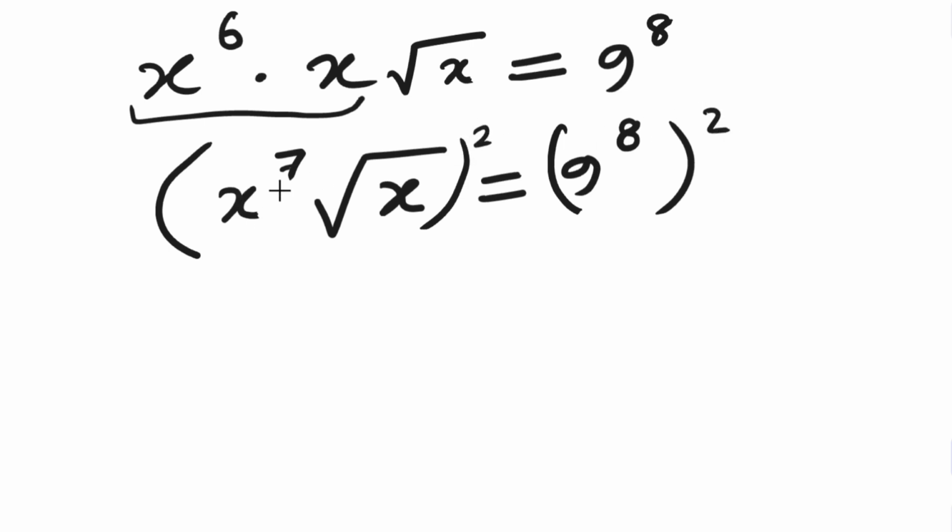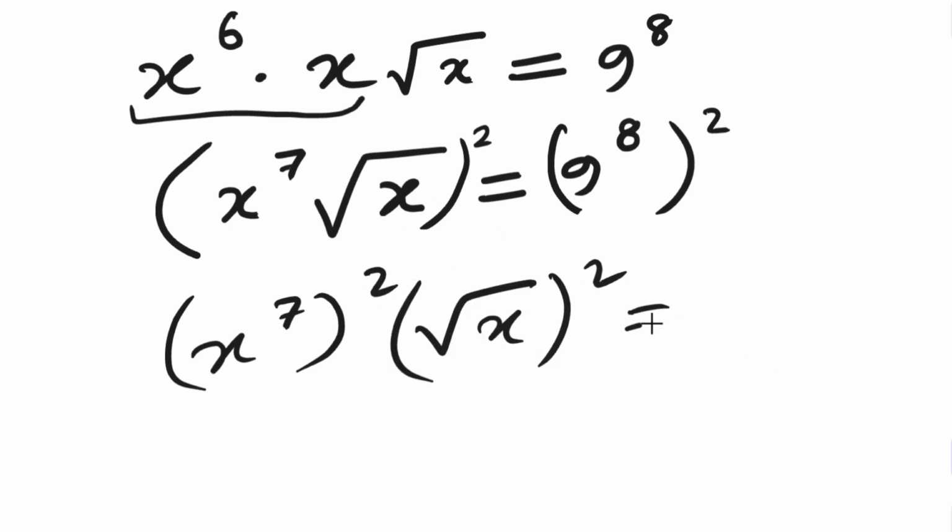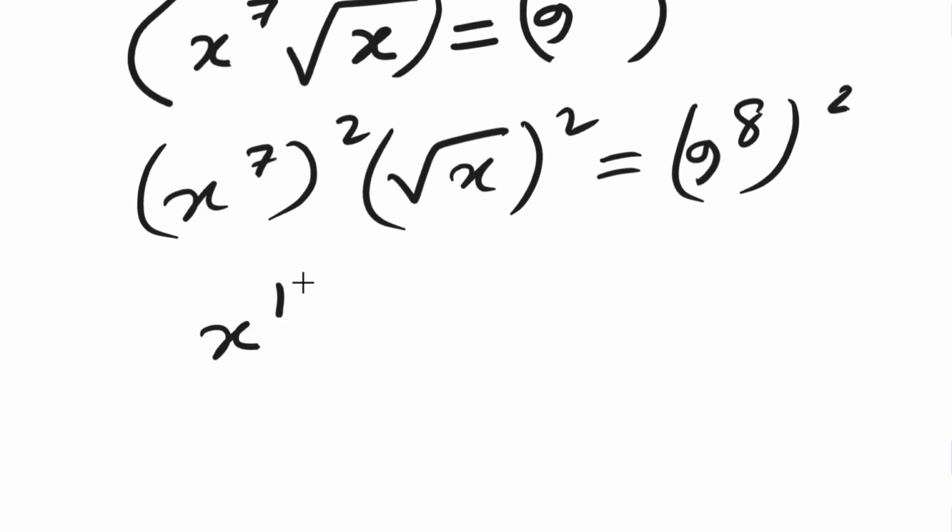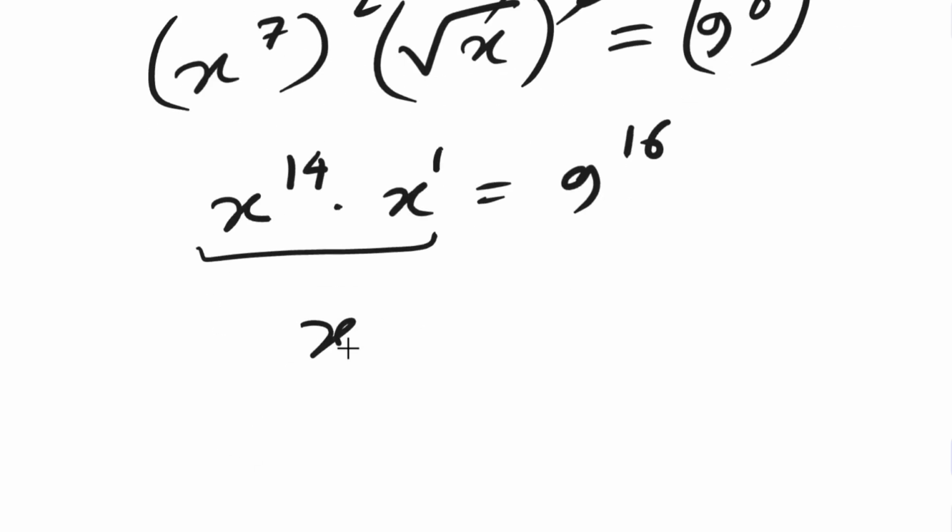We get x raised to the power 7 whole squared multiplied by the square root of x whole squared equals the quantity 9 raised to the power 8 all squared. Simplifying this gives x raised to the power 14 multiplied by x equals 9 raised to the power 16 because the square root of x squared is simply x. Now combine the powers one last time. x raised to the power 14 multiplied by x raised to the power 1 equals x raised to the power 15. So we have x raised to the power 15 equals 9 raised to the power 16.